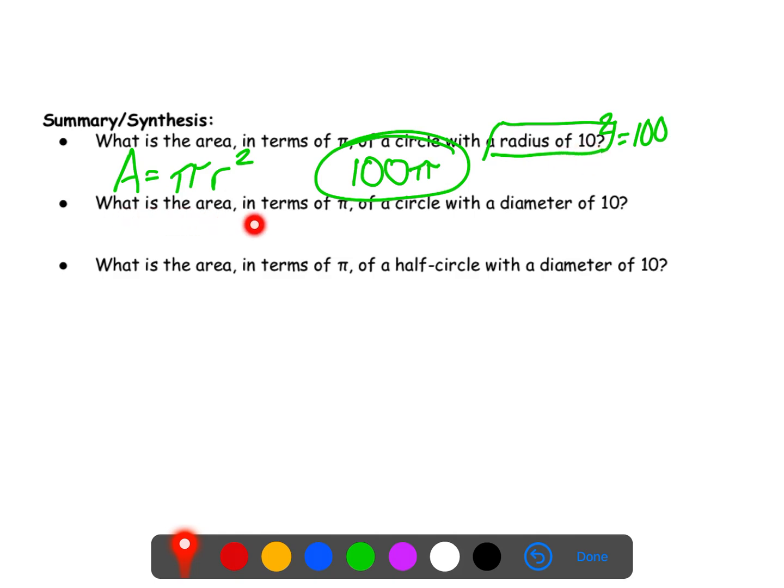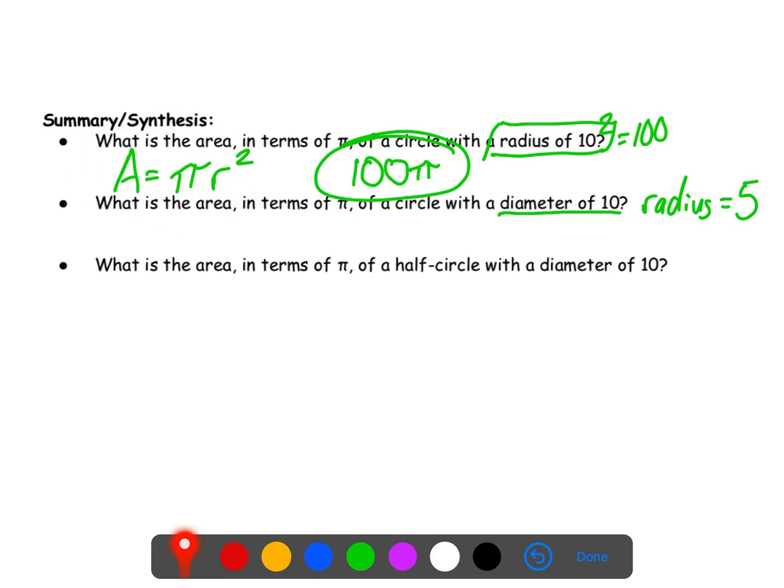Now let's look, what's the area in terms of pi of a circle with a diameter of 10? Well, a diameter of 10, remember, goes all the way across the circle, which would mean that the radius is half of that. The radius equals 5. Let's square that radius and then multiply by pi so we can find the area of the circle.